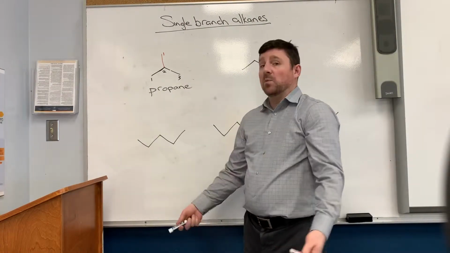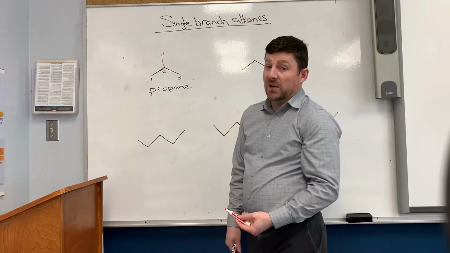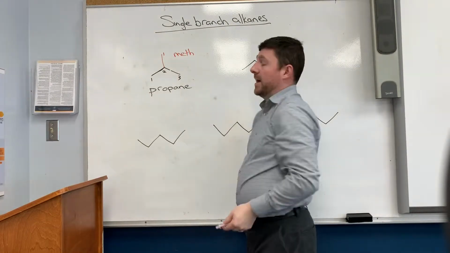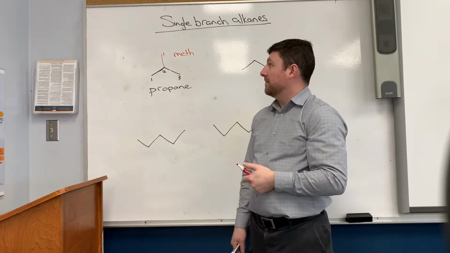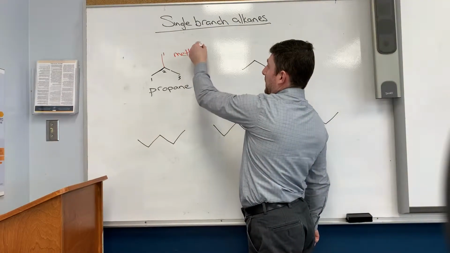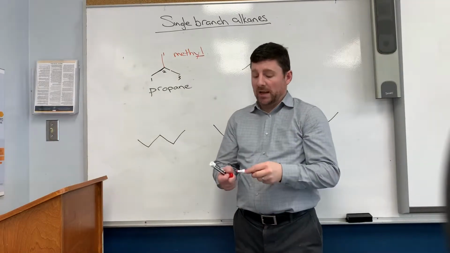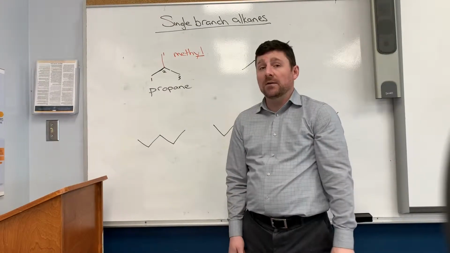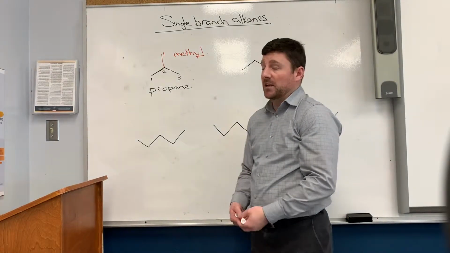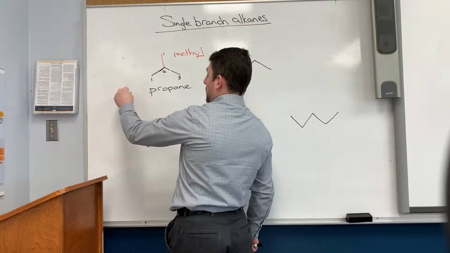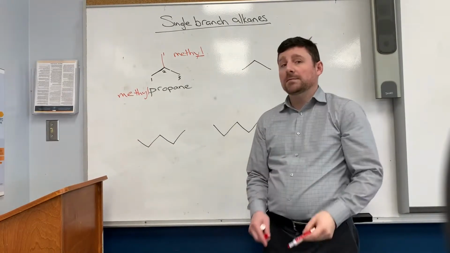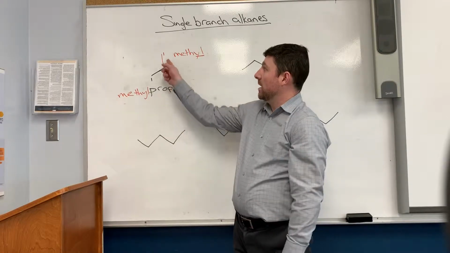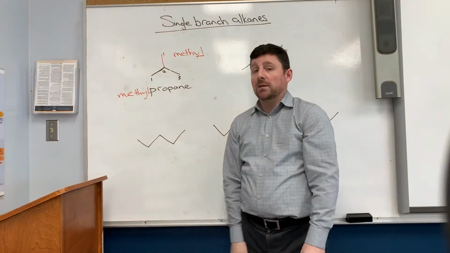So we need a way to name the branch. What we do is we use the same prefix for the number of carbons. If there's 1 carbon in the branch, we're going to use the prefix meth, and rather than putting in the suffix ane, for branches we're going to use the suffix yl, Y-L. So this 1 carbon branch is going to be called a methyl branch. Then to name the entire compound, all we have to do is put the name of the branch in front of the main chain. So this molecule would be called methylpropane. That's it. It's just methylpropane. It's got a 1 carbon methyl branch on a 3 carbon main chain.